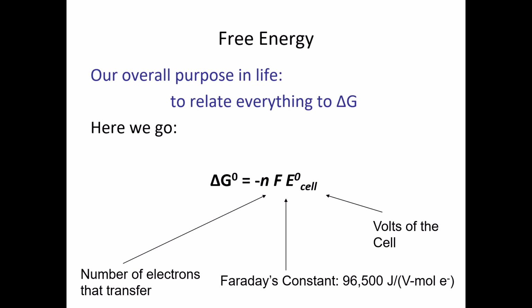This is the equation between delta G and E cell potential. So our delta G value is equal to negative n, which is our number of electrons that we transfer, we'll talk about that in a second, times Faraday's constant. For right now, that's just 96,500. We'll get to what Faraday is in a couple of videos. And our E cell potential, which is how many volts are running through our cell.